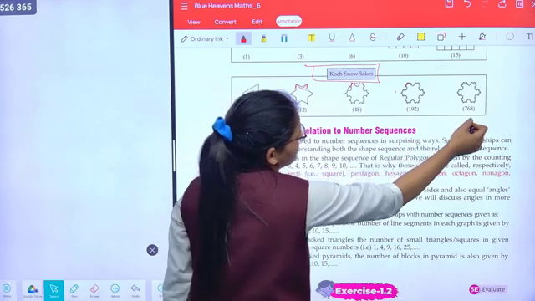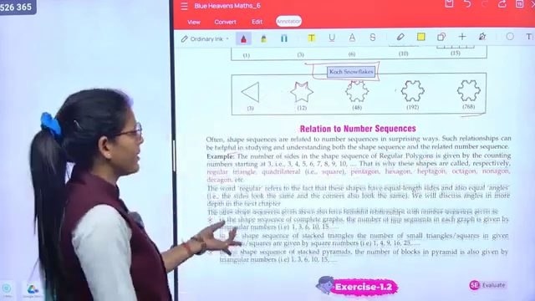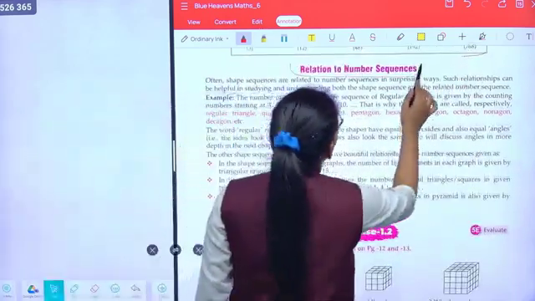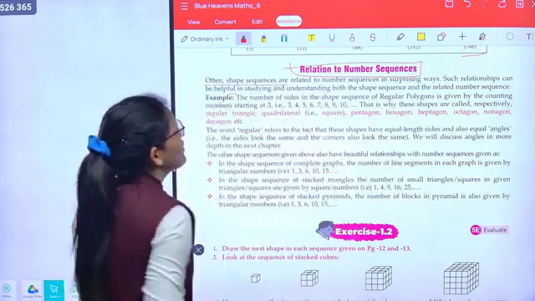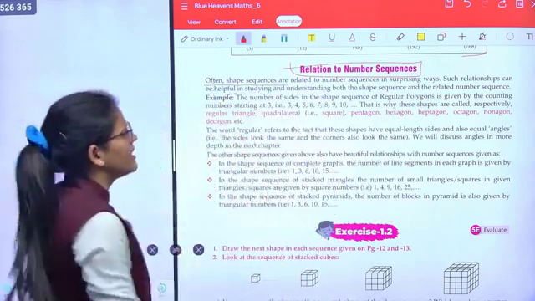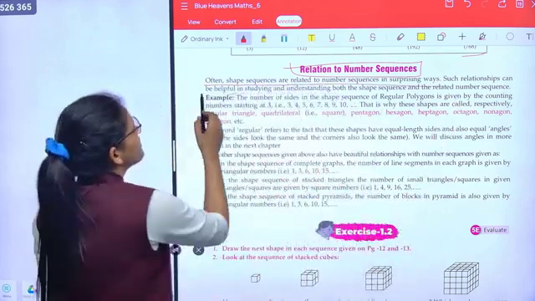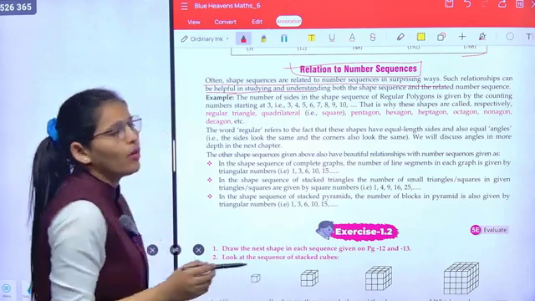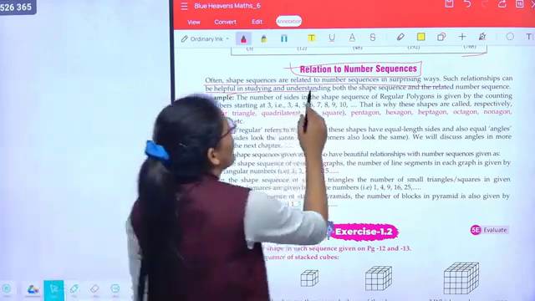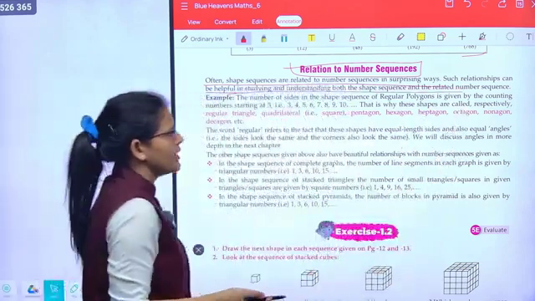You can see here. Now, relation to number sequences. Often shape sequences are related to number sequences in surprising ways. Such relationships can be helpful in studying and understanding both the shape sequence and the related number sequence.